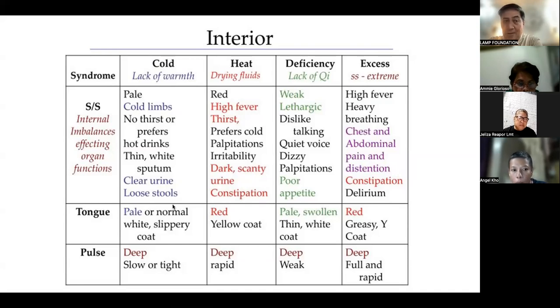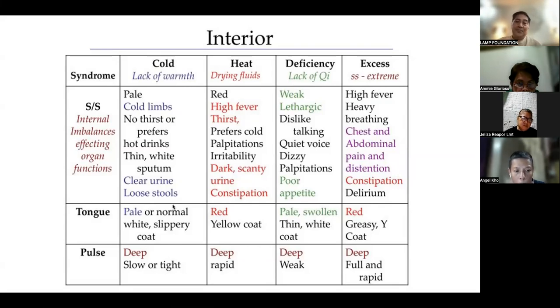Okay, interior cold. Then tanungin mo yung sputum. Is it manipis and white? That's cold. Ask about the color of the urine. It is clear. Ask about the stools. They are loose. Siyempre pag hard, hindi na siya cold.